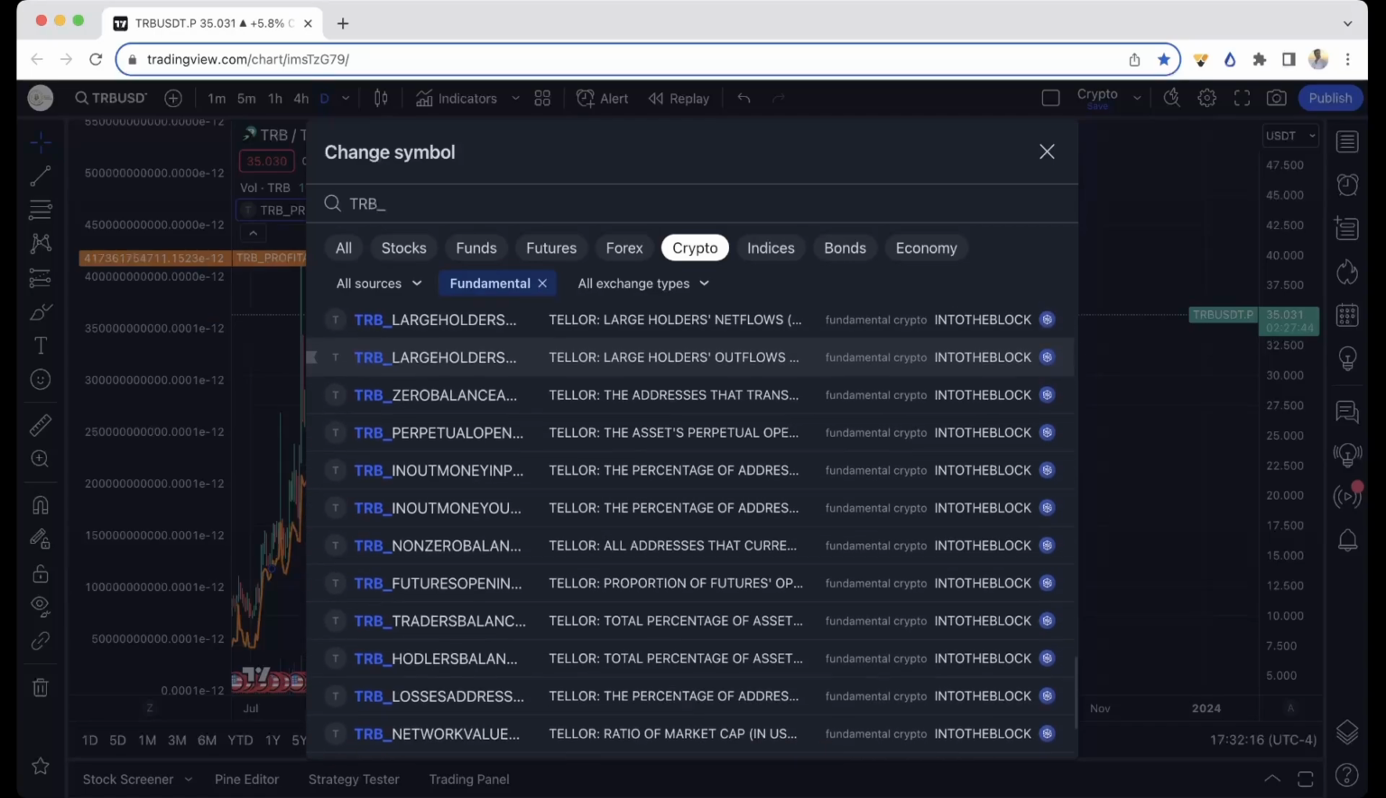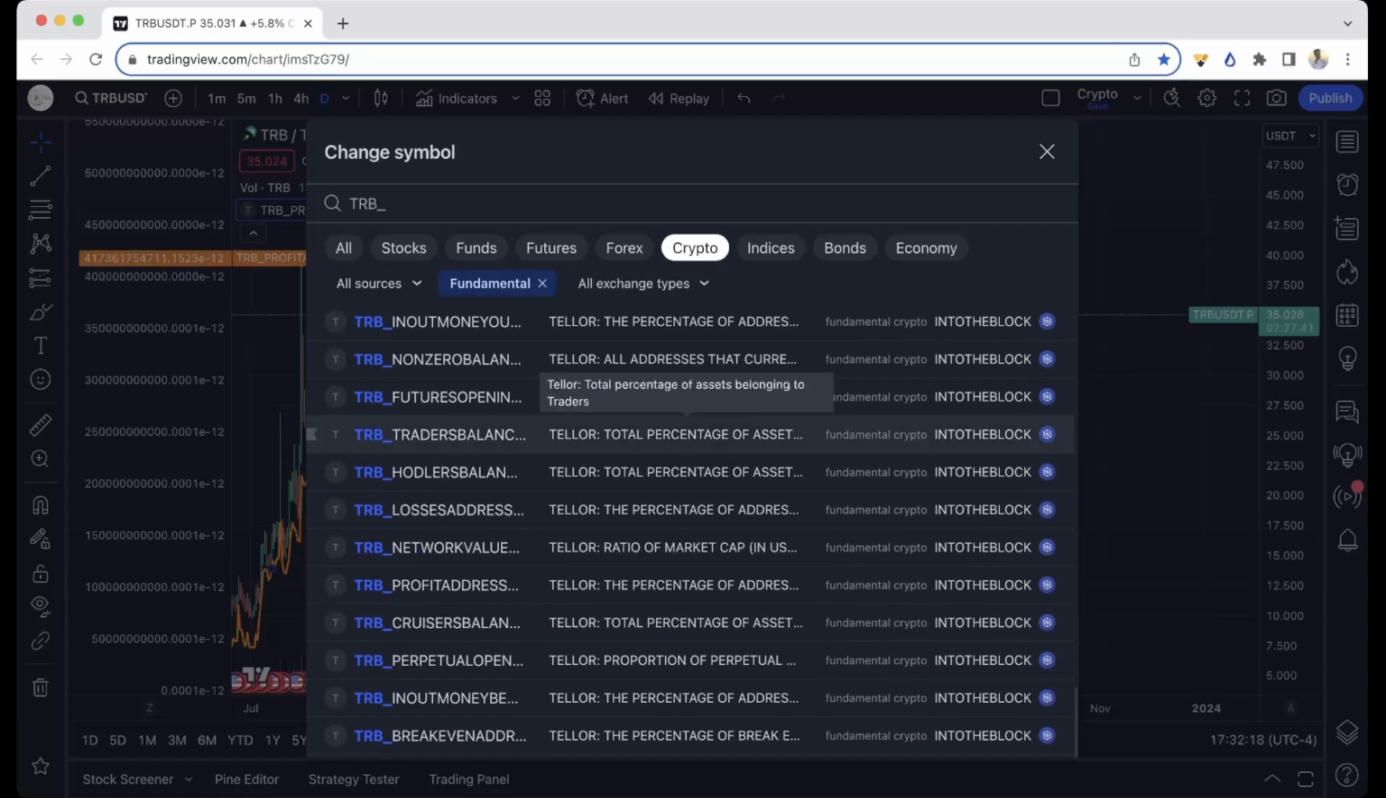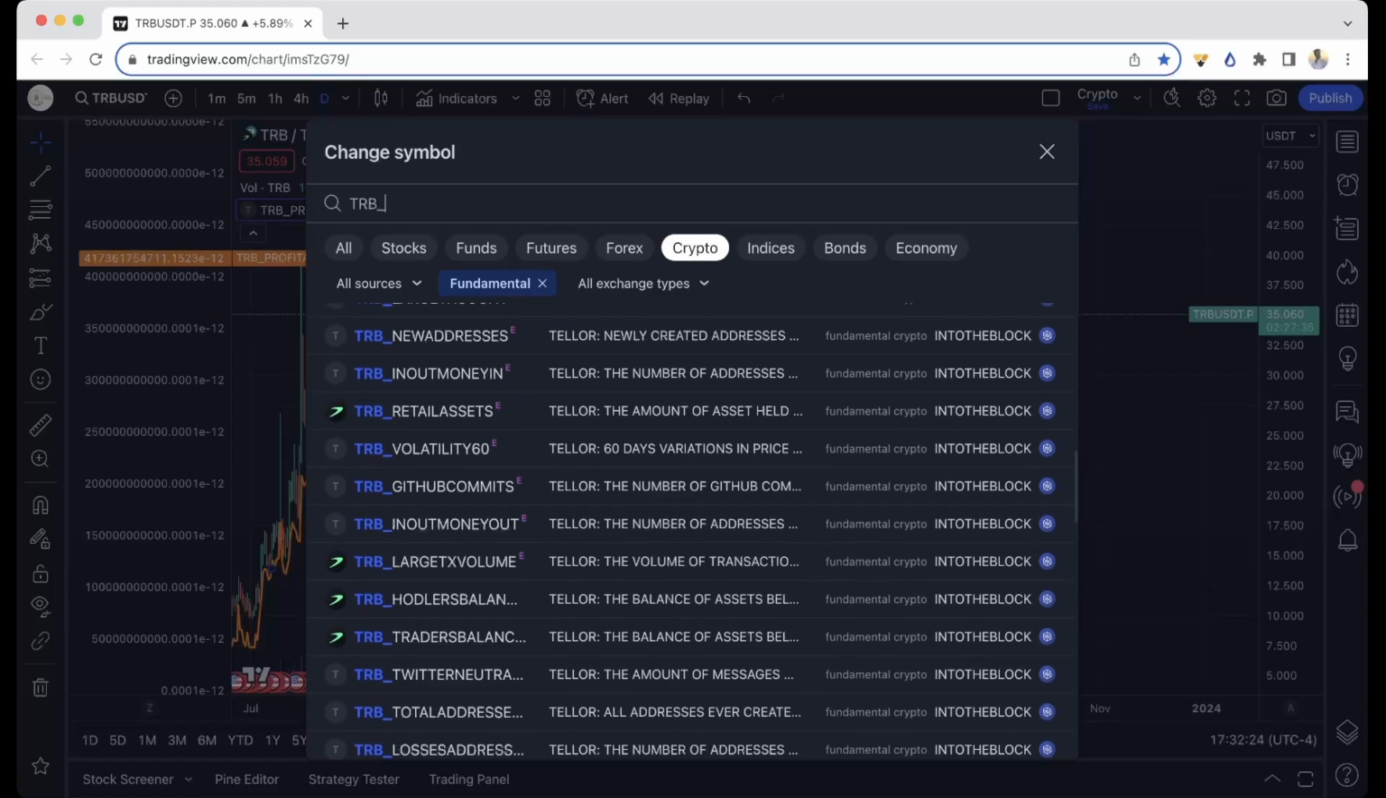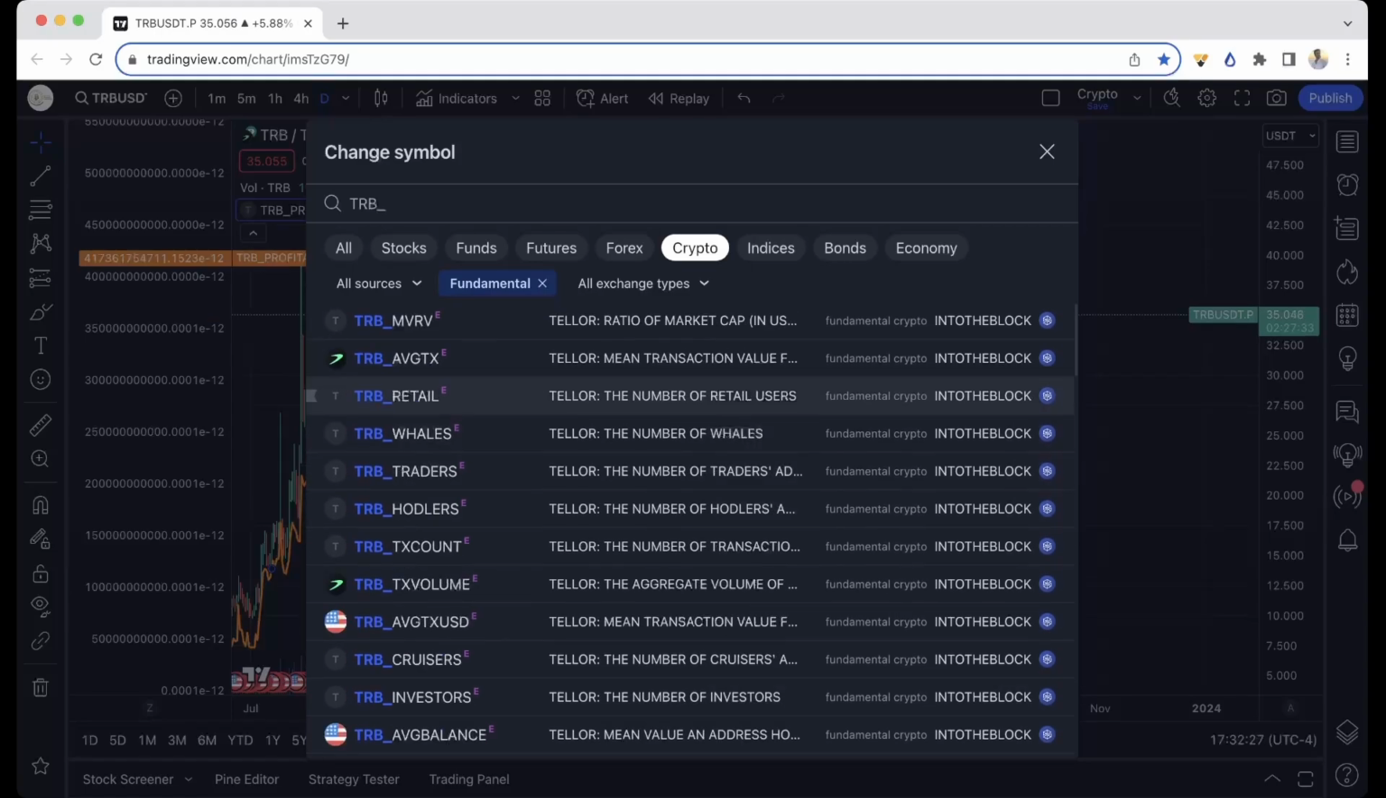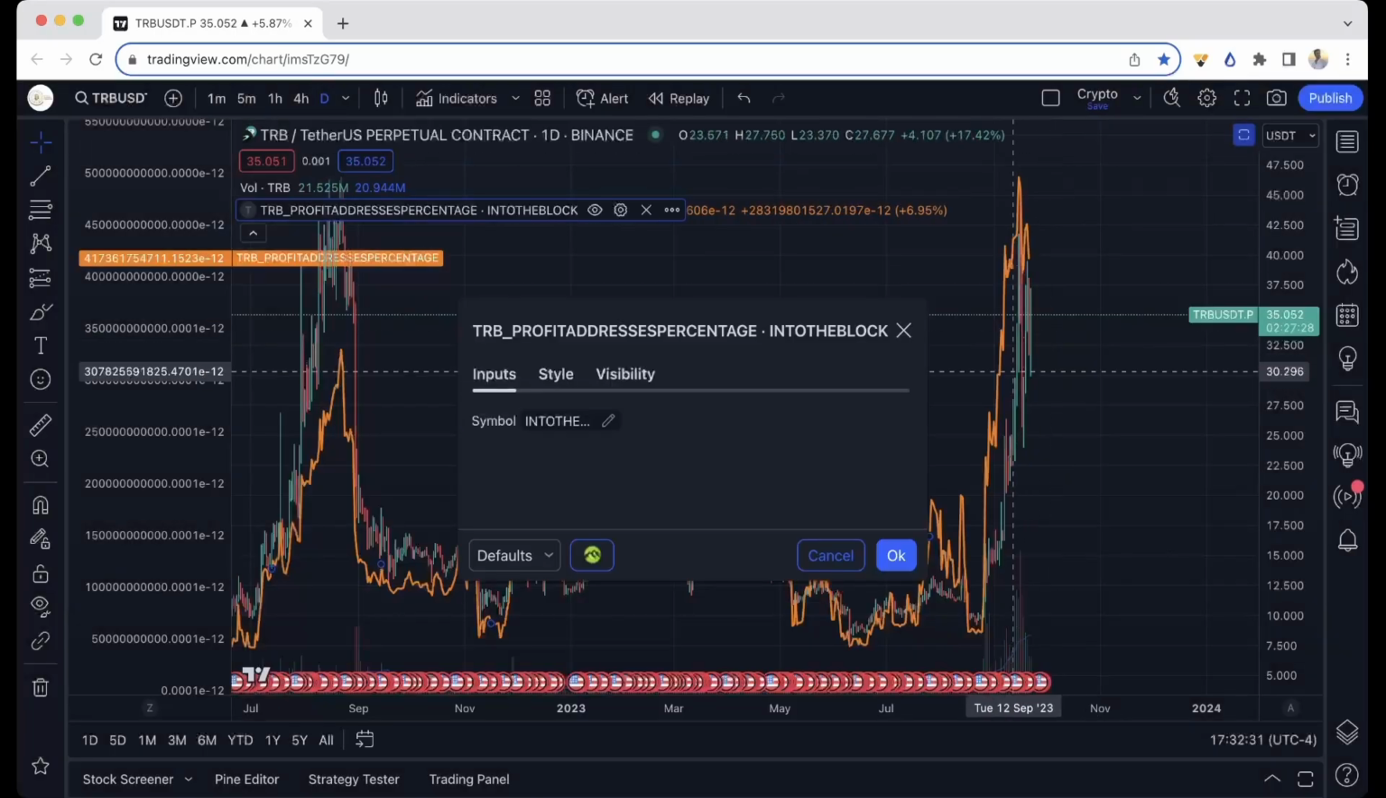How many large holders there are, the outflows and inflows of large holders, perpetual open interest even. I mean, you can get that really anywhere, but all of these, who's in and out of the money, retail versus whales, is probably some of the better ones. I'm probably just going to have to do this one for now.